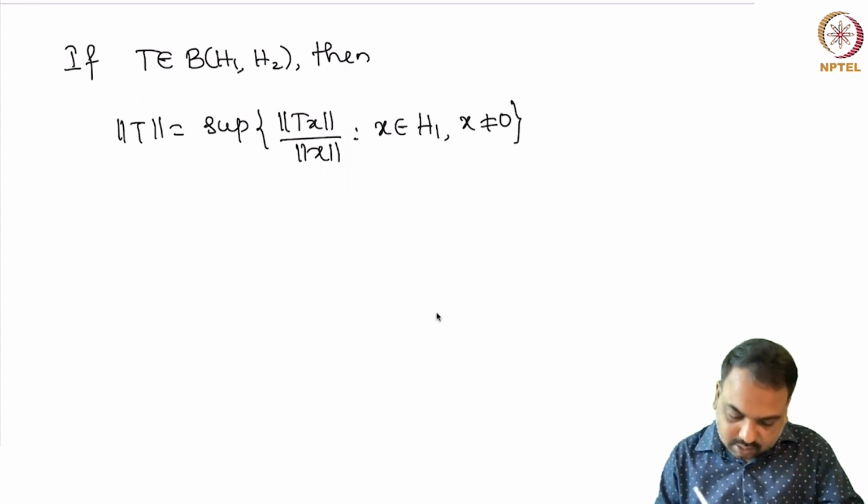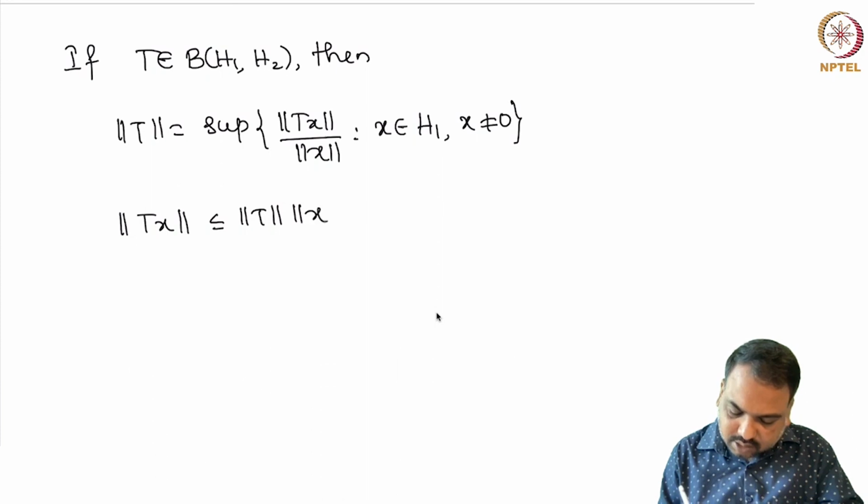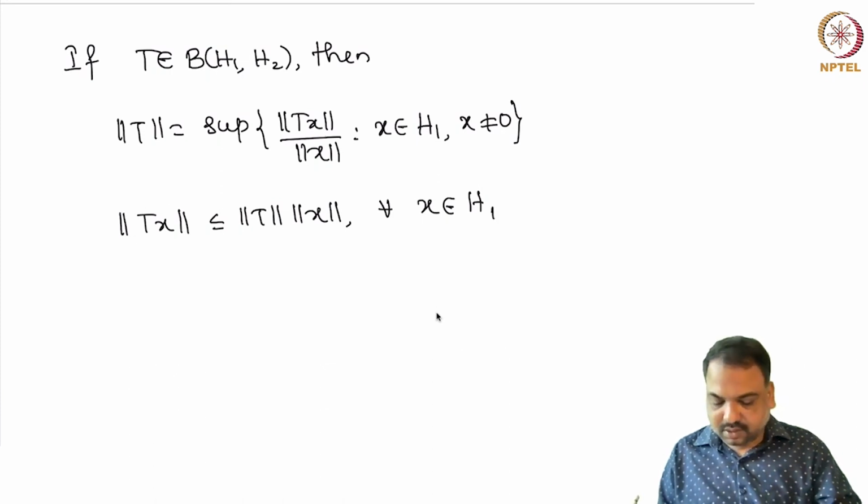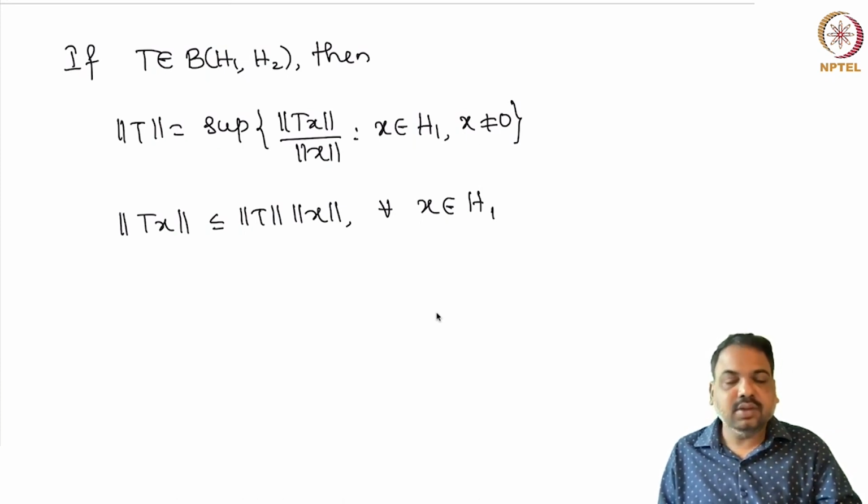In fact, we can also say that norm of Tx is less than or equal to norm T times norm x for every x in H1. In the earlier equation, we have assumed that x is non-zero, but the latter inequality is true even for x equal to 0. Hence, we can conclude that this is true for all x in H1.